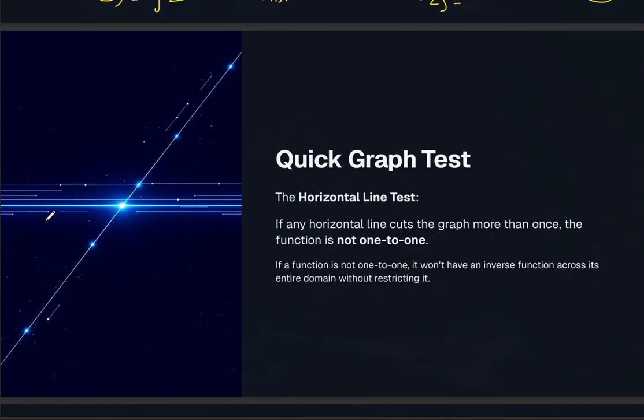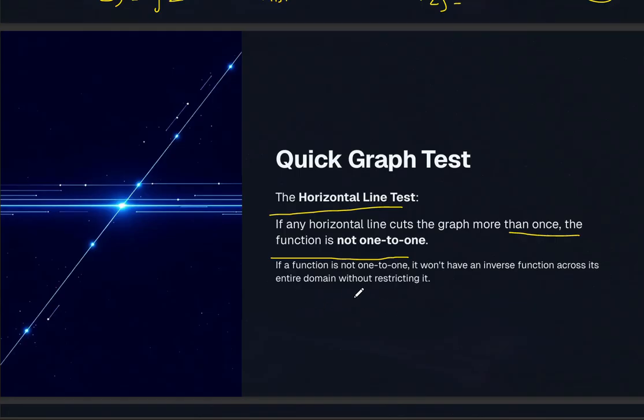There is also a graphical test which is used to identify whether the function has an inverse or not. This test is known as the horizontal line test. What we do is just draw a horizontal line that cuts the graph. If that horizontal line cuts the graph more than once, then we can say that the function is not 1-1. And if the function is not 1-1, then the inverse of that function will also not exist, because for having an inverse the condition is it must be a 1 to 1 function.